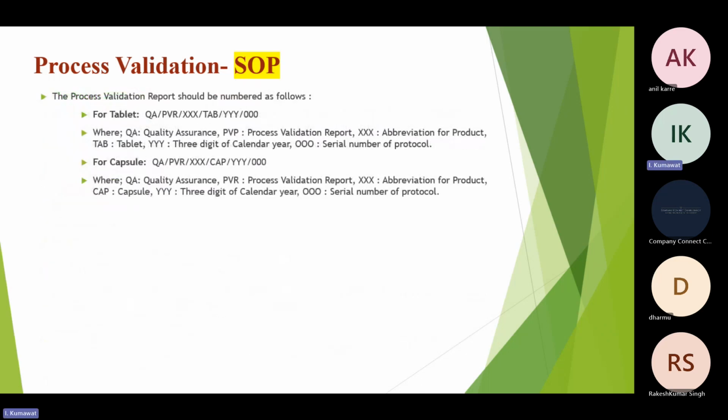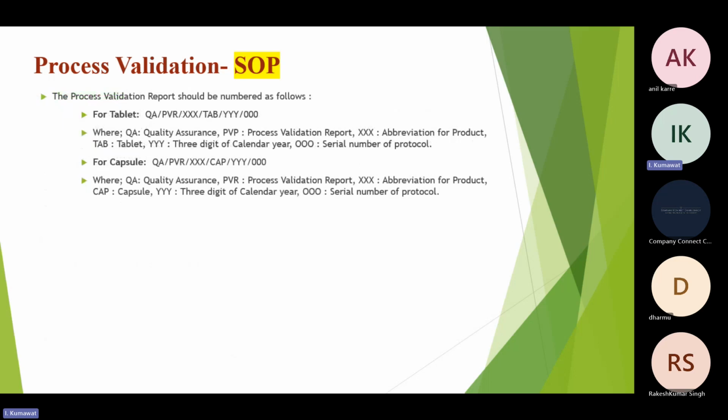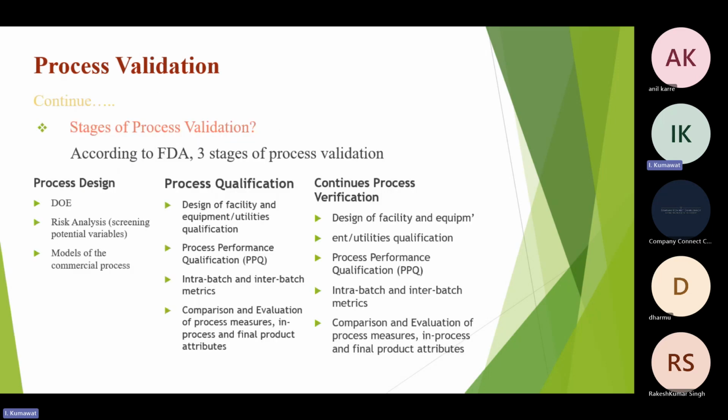Same like that, we have validation reports. All those things are relevant to the protocols. Whatever we have proposed in the protocols, we have to compile in the report after completion of the activities. We should also have a procedure defining the numbering system for the protocol, like for tablet and capsule. And these are the stages of process validation.